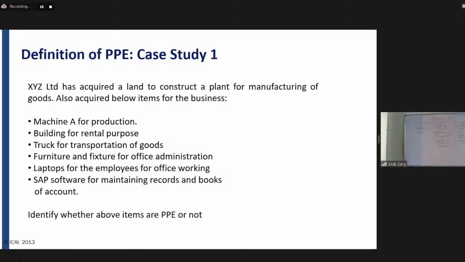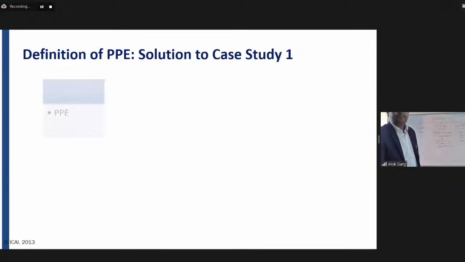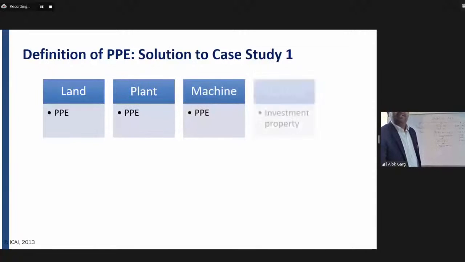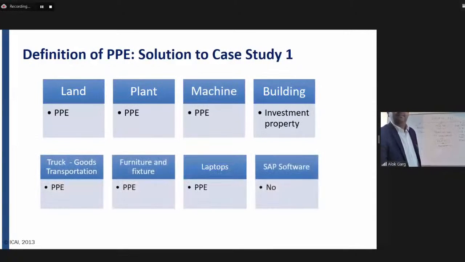Building is an investment property covered under Ind AS 40 because it is held for rental purposes. If the building is held for office, administrative or business purposes, then it will be PPE. But if a building is held for rental purposes, then it will not be a PPE. It will be covered under investment property. Okay.